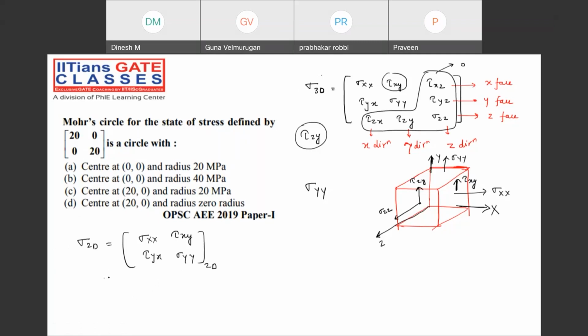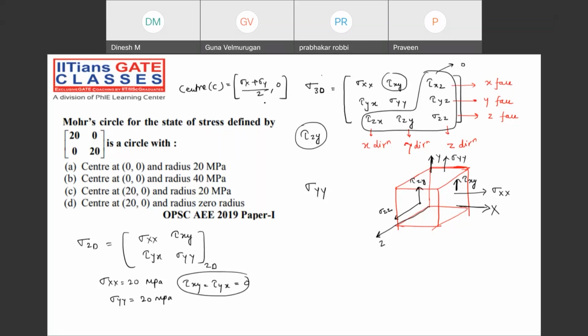Now, in this question, they have given sigma xx to be 20 megapascal, sigma yy to be 20 megapascal, tau xy, and of course tau yx, both will be the same, and both are equal to 0. They are asking the center for the circle. What is the center for the circle? You know the formula I mentioned in yesterday's lecture: sigma x plus sigma y by 2 comma 0. Now 20 plus 20 by 2, that means 40 by 2, which is 20. So 20 comma 0 will be the center.